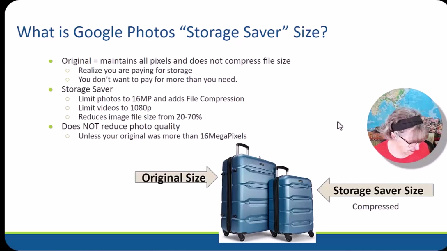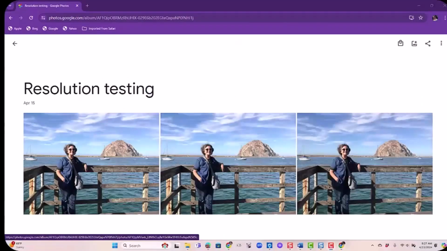Let me show you. So I have 3 copies of this particular photo. This first one is in original size, the second one is in Storage Saver, and the third one is the result of using that bad download method, you know, the right click and save as rather than the 3 dots and download. So let's look at the pixels for these.